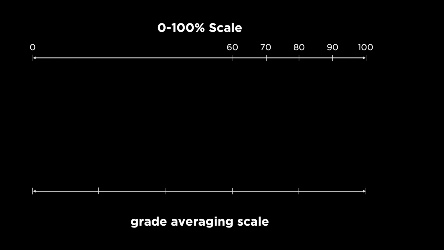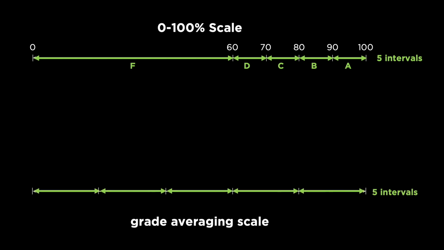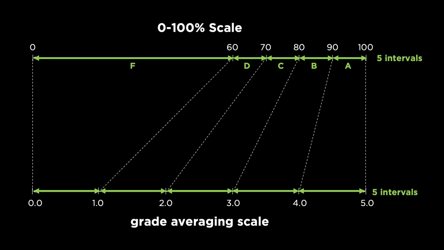As we've already seen, the 0 to 100 scale has 5 grading intervals. For simplicity then, we can divide up the grade averaging scale into 5 equal intervals. And now it's easy to put numbers on this scale. It goes from 0 to 5. To do grade averaging properly, we simply have to map these unequal intervals on the 0 to 100 scale to the equal intervals on the grade averaging scale, like this. And then it's easy to see how conversion from one to the other is done.